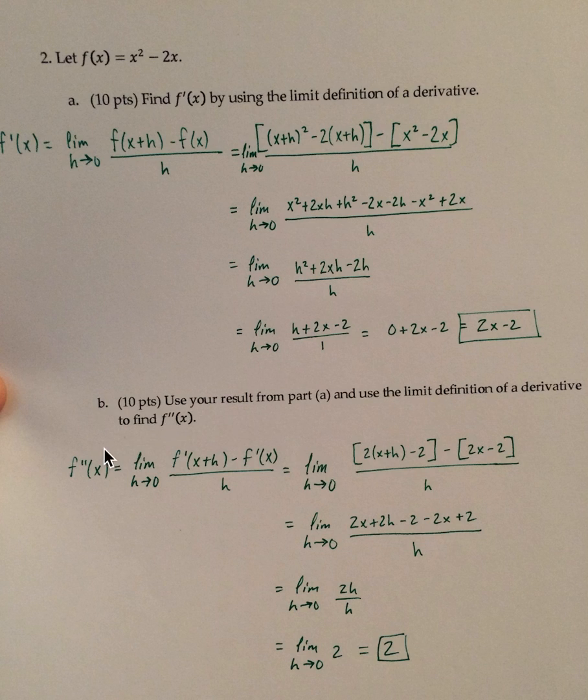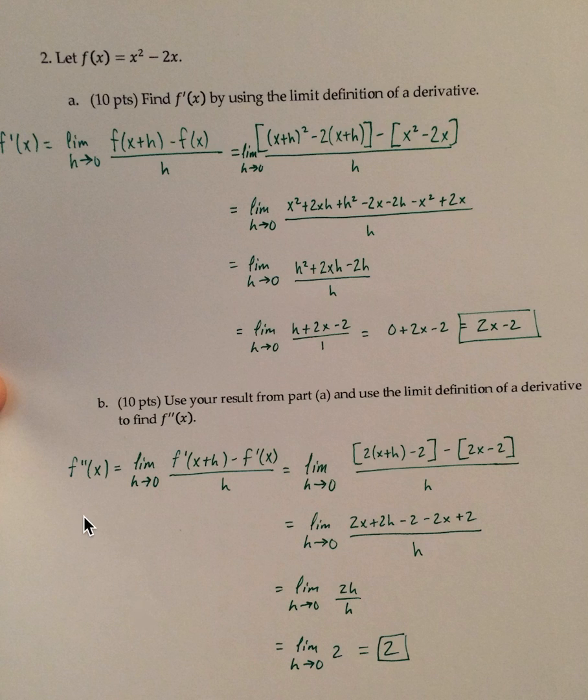All right, use your result from part A and use the limit definition of a derivative to find f double prime of x. Well, if we carry on the logic of the limit definition, f double prime of x would be the limit as h approaches 0 of f prime of x plus h minus f prime of x over h. It's the same idea. f prime of x is the limit as h approaches 0 of the original f of x plus h minus f of x. This makes sense, that double prime means there's a single prime here and a single prime here. And we could keep going ad infinitum.